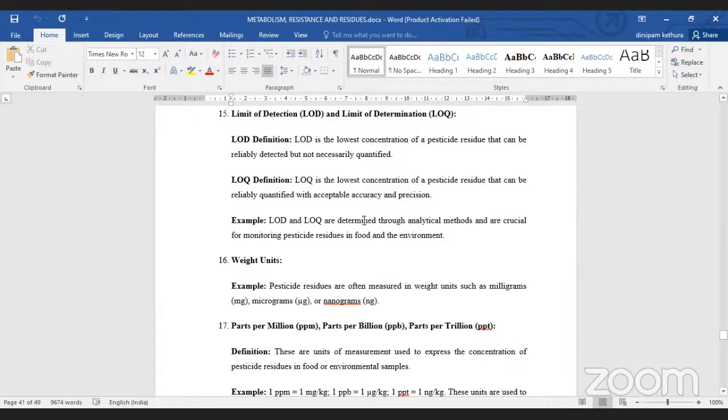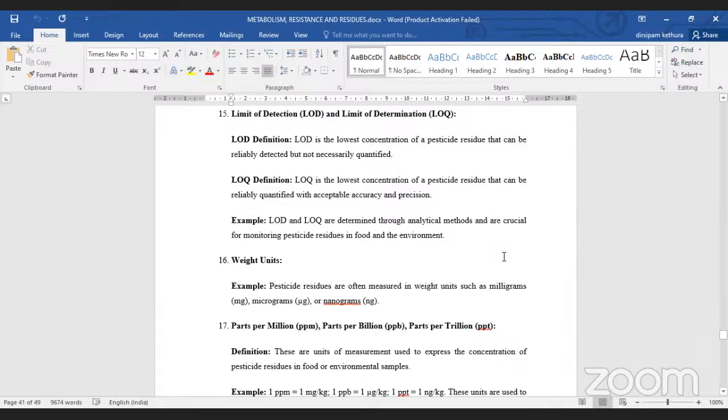Next one, limit of detection and limit of determination. This limit of detection is the lowest concentration of a pesticide residue that can be reliably detected but not necessarily quantified. And limit of determination is the lowest concentration of a pesticide residue that can be reliably quantified with acceptable accuracy and precision. Example, limit of detection and limit of determination are determined through analytical methods that are crucial for monitoring pesticide residues in food and the environment.